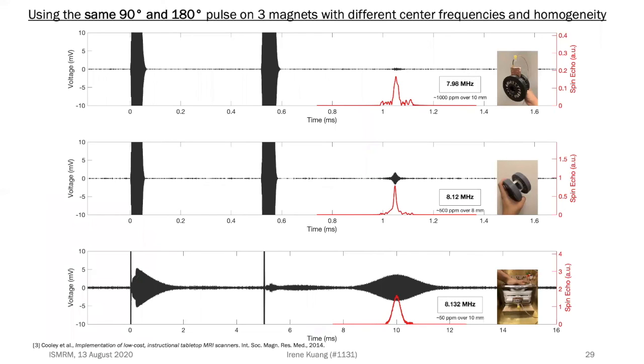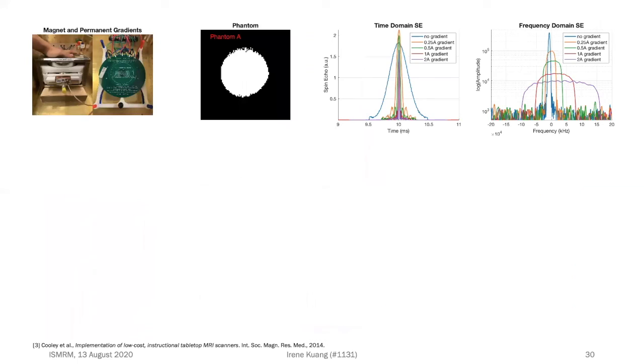We also played the same 90 and 180-degree pulses in other permanent magnet systems. The top row shows a spin echo on a more inhomogeneous spokes and hub magnet with lower center frequency, and the bottom row shows an echo on a tightly shimmed MIT MGH tabletop scanner.